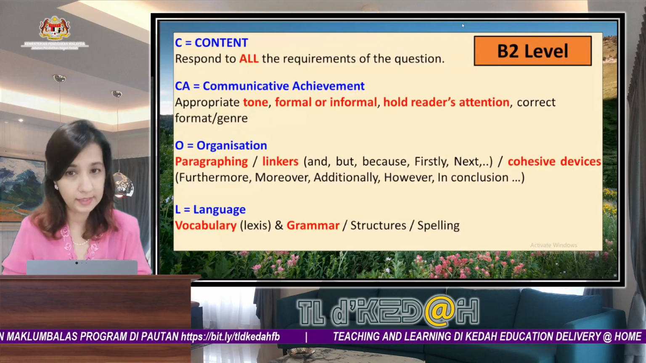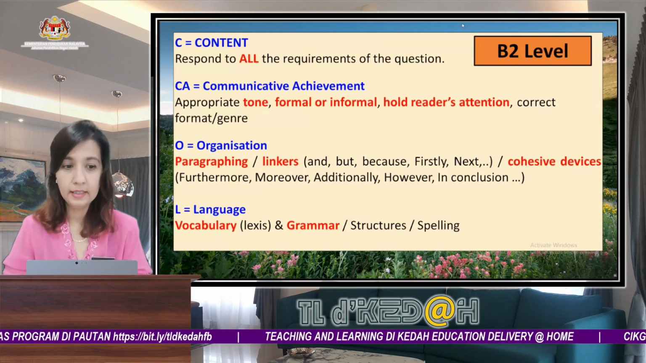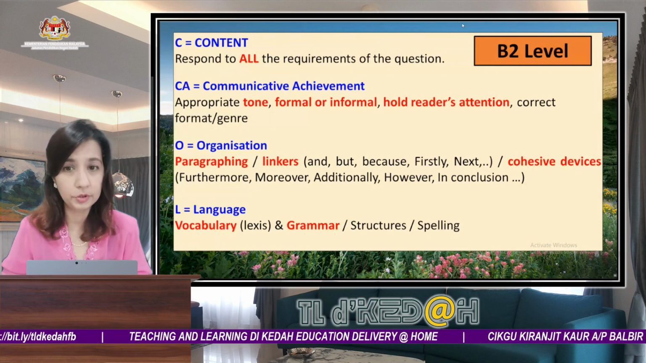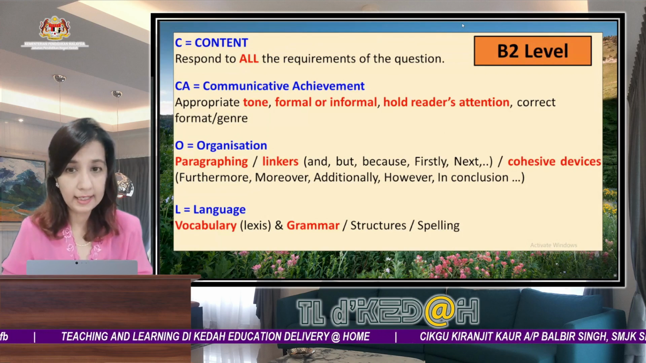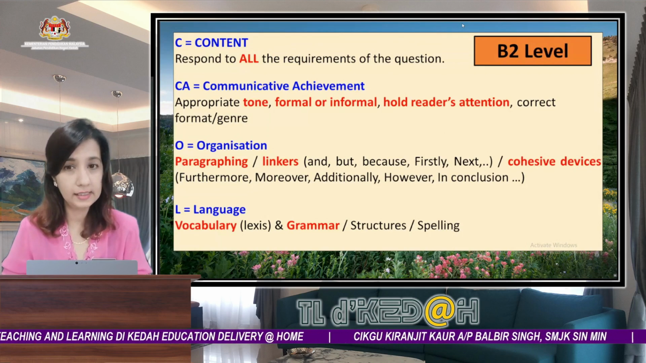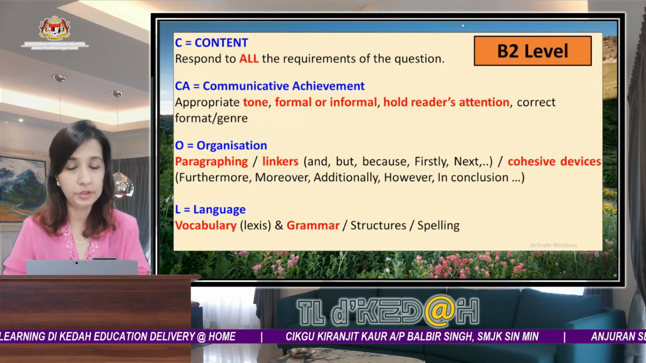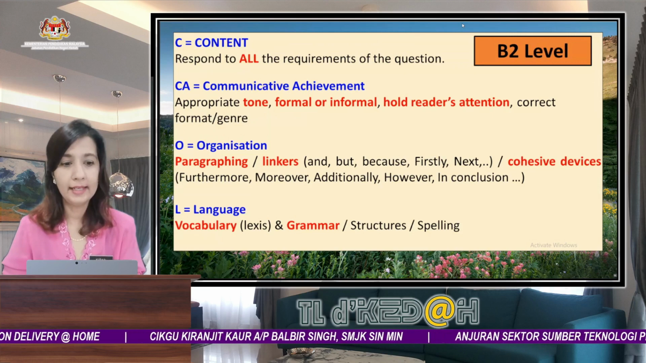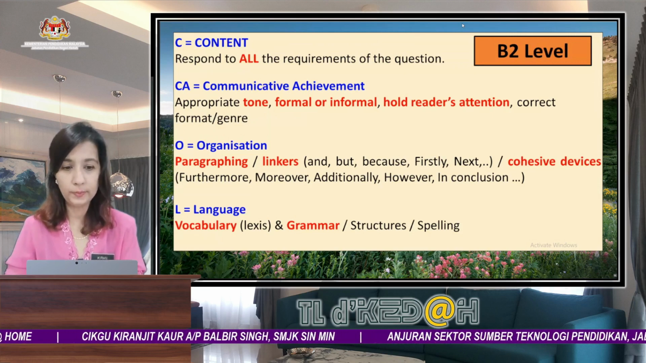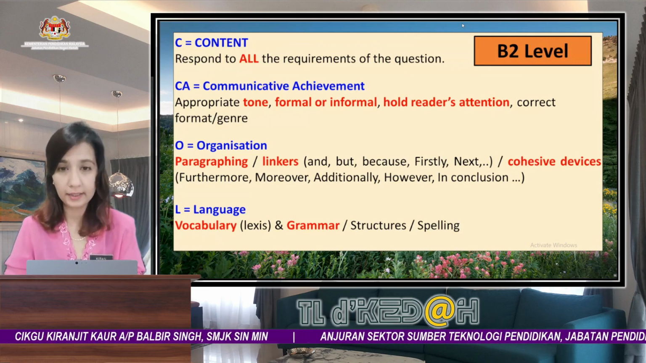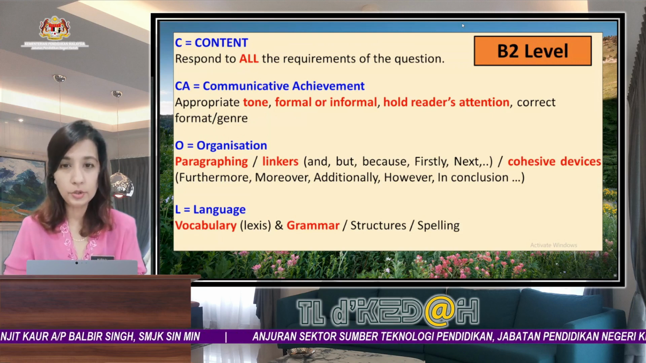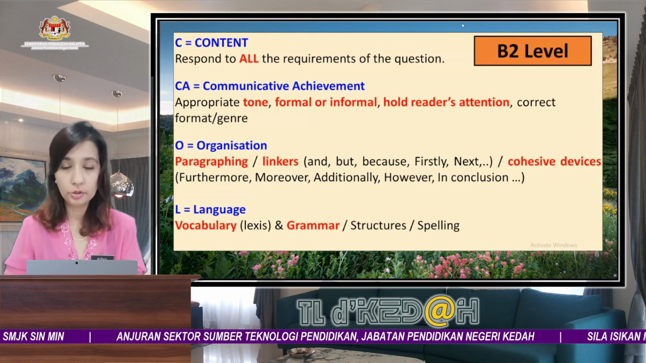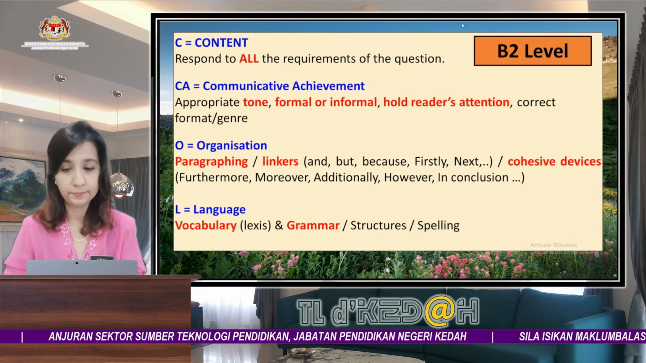Remember to respond to all the question requirements for your content marks. Remember I told you before, for B1 level and B2 level, you cannot just merely mention the content. You need to also elaborate a little bit, explain a bit. CA is your tone, appropriate tone usage, formal or informal. For B2 level, it should be formal. And your ideas should hold the reader's attention.